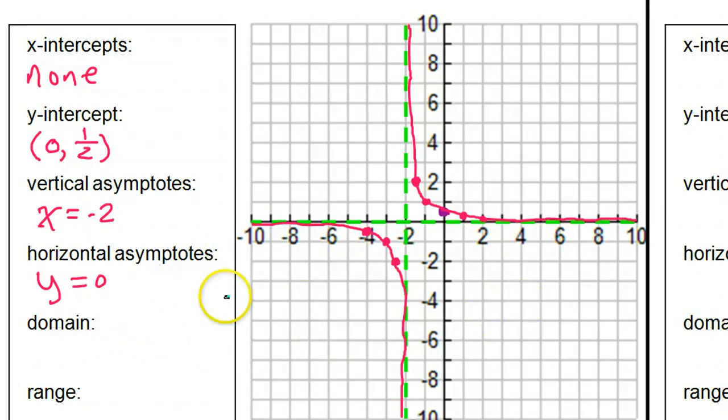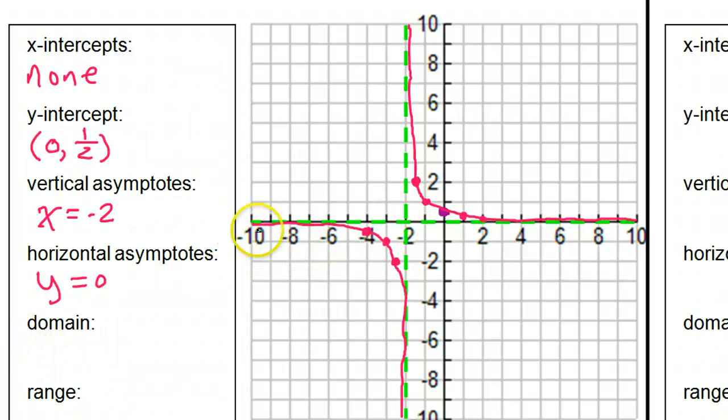Now the domain, that's the x values, reading it from left to right. All the x values are included on this graph, represented, except for the vertical asymptote. So everything except for negative 2. So I'm just going to go from left to right.